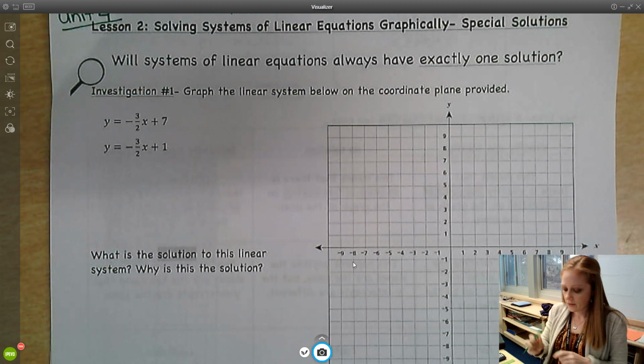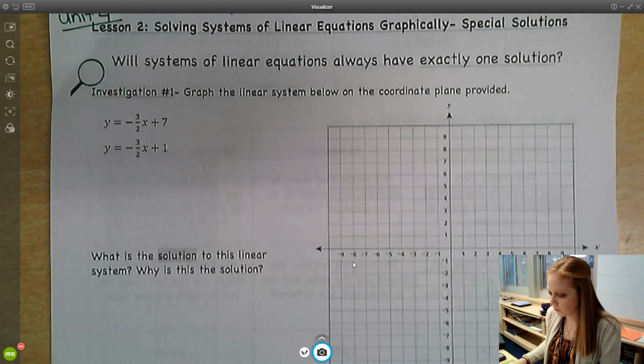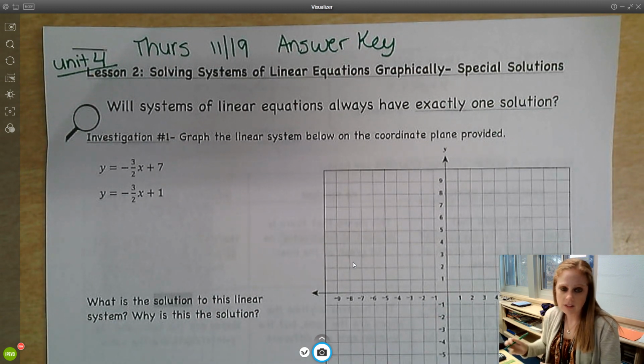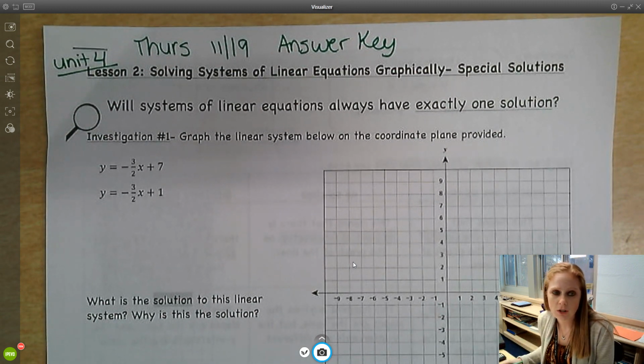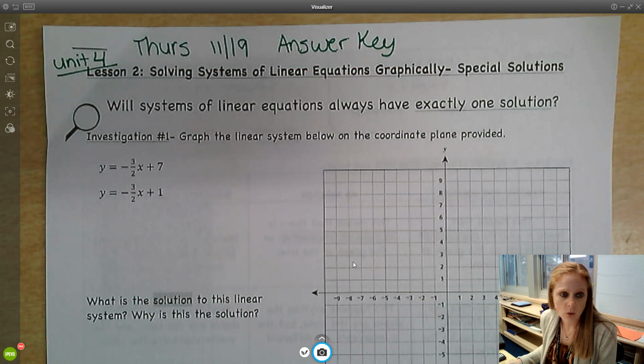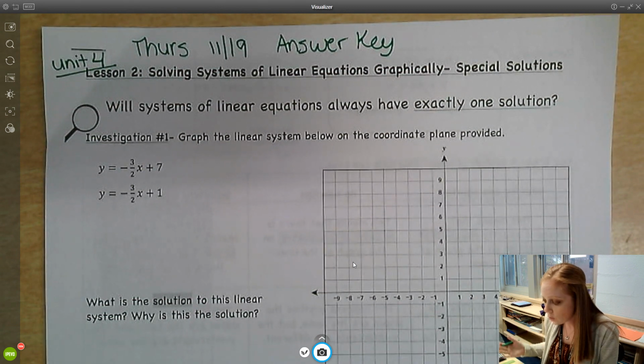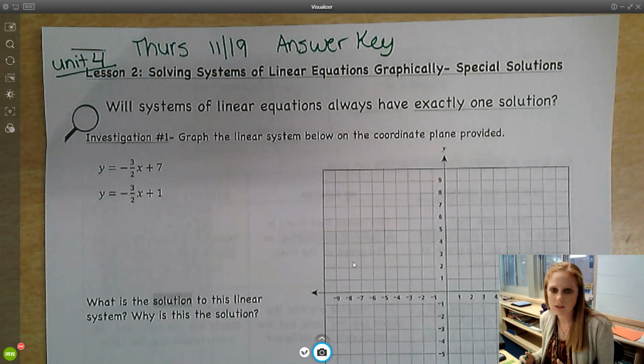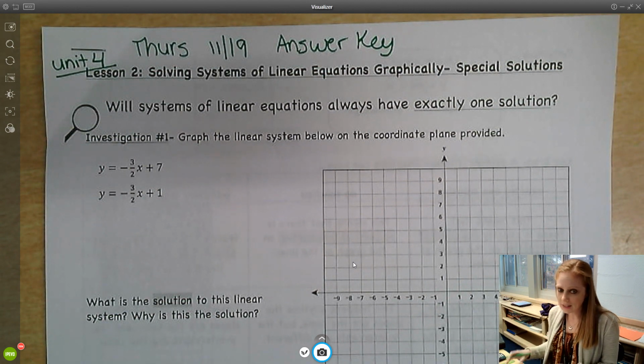Okay, so this video is going to go over Unit 4 Lesson 2 from Thursday, November 19th, solving systems of linear equations graphically with special solutions. Will systems of linear equations always have exactly one solution? The lesson we did the day before this, they always intersected just once and had one solution. Today we're going to look at some examples where that might not always be the case.